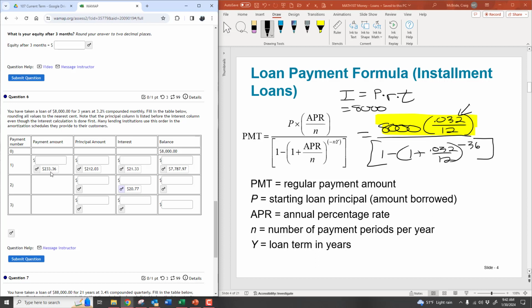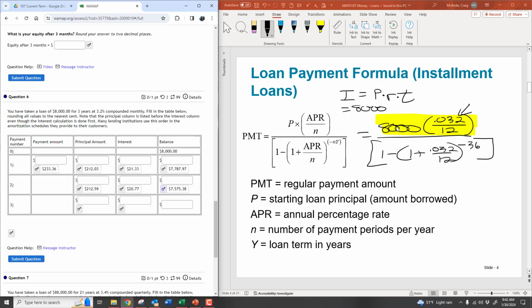We still have the exact same payment. So we subtract, now see a little bit less, we subtract $20.77 from this. And so now the amount that's going to the principal is also a little bit bigger, right? Because we have a little less interest. So now we subtract that amount from the $7,787 and change, and we get a new balance. And then we just repeat the process.